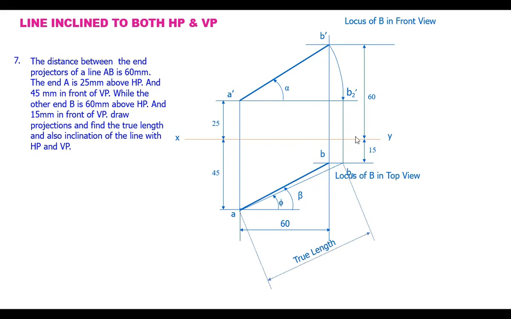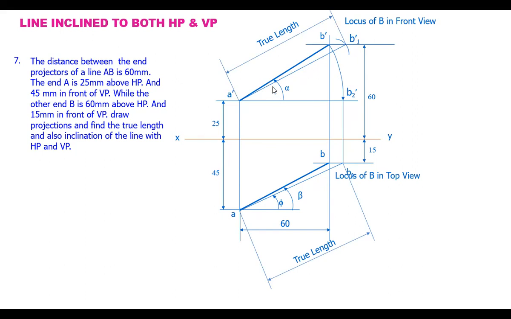Now, knowing the true length of the line, from A dash draw an arc here intersecting the locus of B in the front view, and that is called, say, B1 dash. That means assuming the line parallel to VP, in the front view we see true length and true inclination. So join A dash, B1 dash. This is the true length. This same true length is taken and marked here.